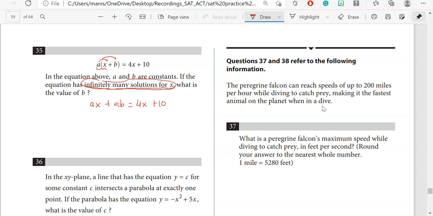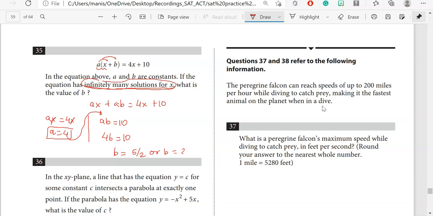This means it must be true for all values of x. So ax is equal to 4x, and ab is equal to 10. We equated both of them. From this part I end up with the value of a as 4, because x and x will cancel out. Now I can substitute the value of a as 4 over here. It will be 4b is equal to 10. I will divide both sides by 4, which gives me the value of b as 5 over 2 or 2.5. So my answer is 5 over 2.